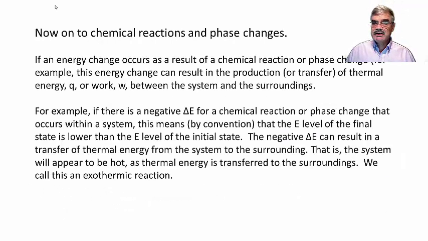Now on to chemical reactions and phase changes and some definitions of terms. If an energy change occurs as a result of a chemical reaction or phase change, this energy change can result in a production or transfer of thermal energy, Q, or work, W, between the system and the surrounding. For example, if there is a negative energy change for a chemical reaction or phase change that occurs within a system, this means, and this is our convention, that the energy level of the final state will be lower than the initial state. So the initial would be up here and the final would be lower. That's our definition of a negative energy change.